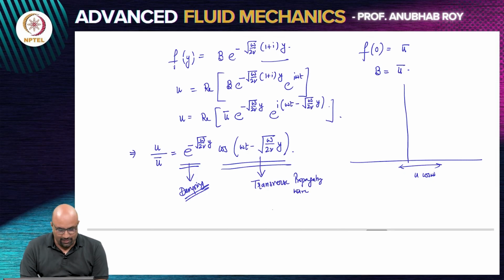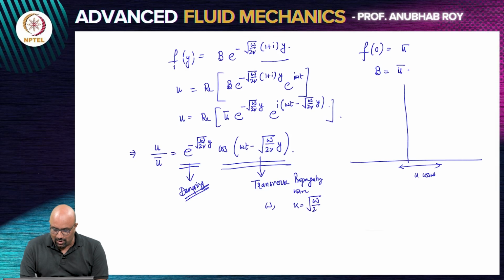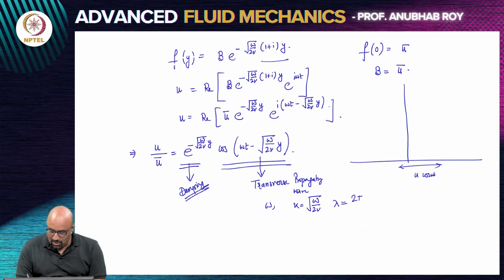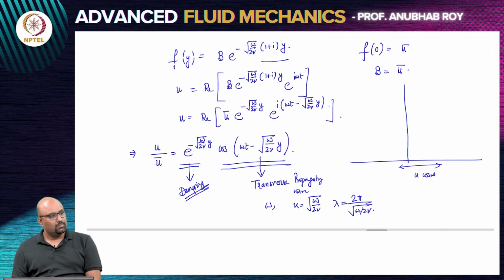Which has a frequency omega and it has a wave number which is square root of omega by 2 nu. Or if you try to calculate the wavelength, it would be 2 pi divided by square root of omega by 2 nu. So there is a certain oscillatory nature of this particular solution. Okay, so you can try sketching what the solution should look like.